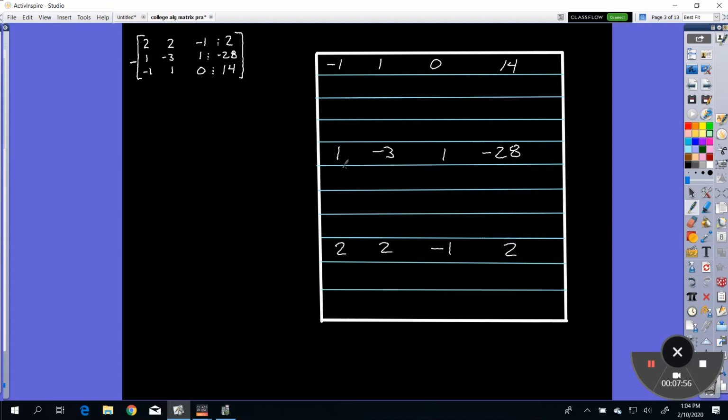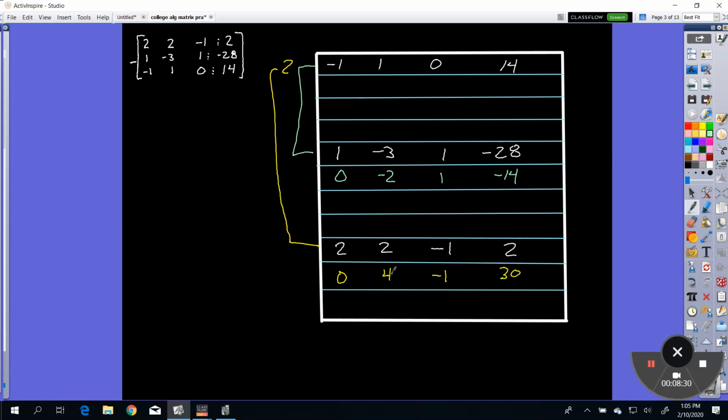So if I add these 2 together, I get 0. So I'm taking these 2 and adding them together. I get 0, negative 2, 1, negative 14. Now if I go 2 times that and add it to this one, 2 times negative 1 is negative 2. Add it to 2 makes 0. 2 times 1 is 2. Add it to 2 is 4. 2 times 0 is 0. Add it to negative 1 is negative 1. 2 times 14 is 28. Add it to 2 is 30.